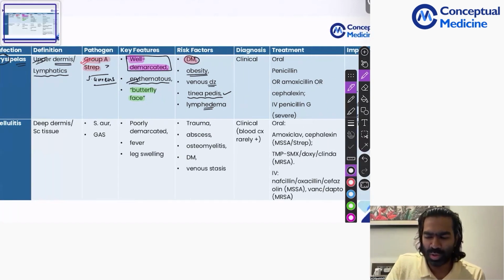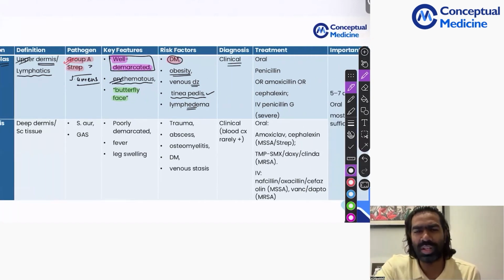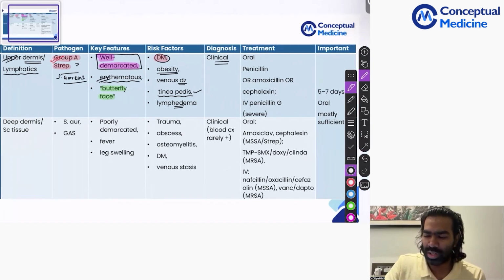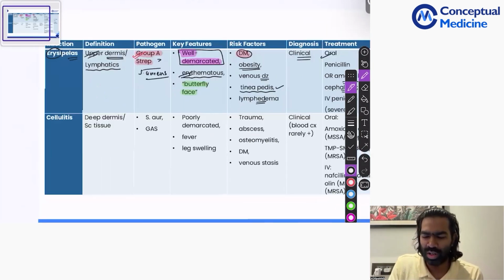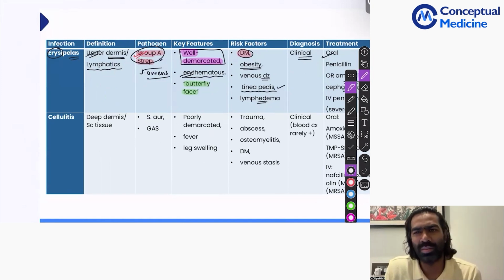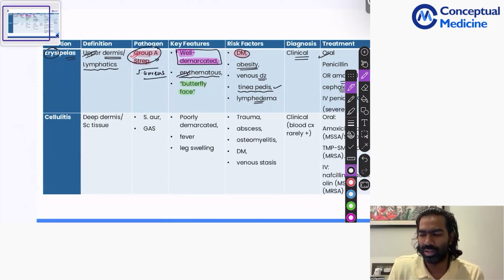So diagnosis is purely clinical. There is no specific investigation that's going to help you diagnose erysipelas. Most cases require just oral penicillin or penicillin derivatives like amoxicillin or cefalexin. Cefalexin is a first generation cephalosporin. That's going to be more than enough because it's, after all, a streptococcus. Streptococcus is something that can be easily treated with any kind of penicillin.